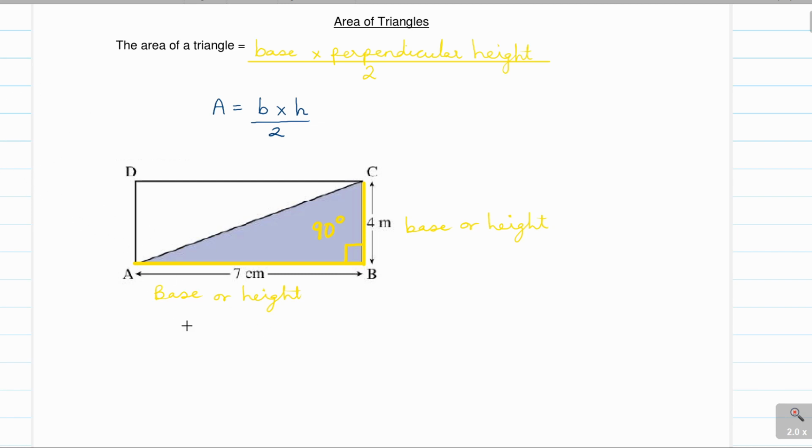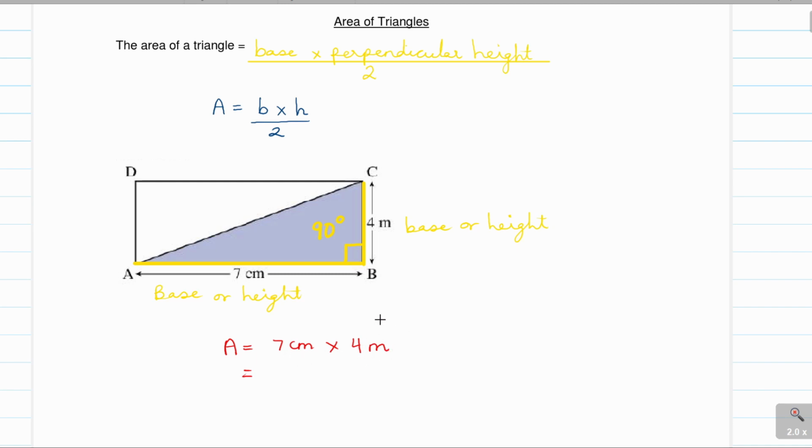So let's work this out. In this case, my area is my base, which is 7 centimeters, multiplied by my height here, 4 meters. Now be careful, this is 4 meters. Alright, we need to change one of these to the other.